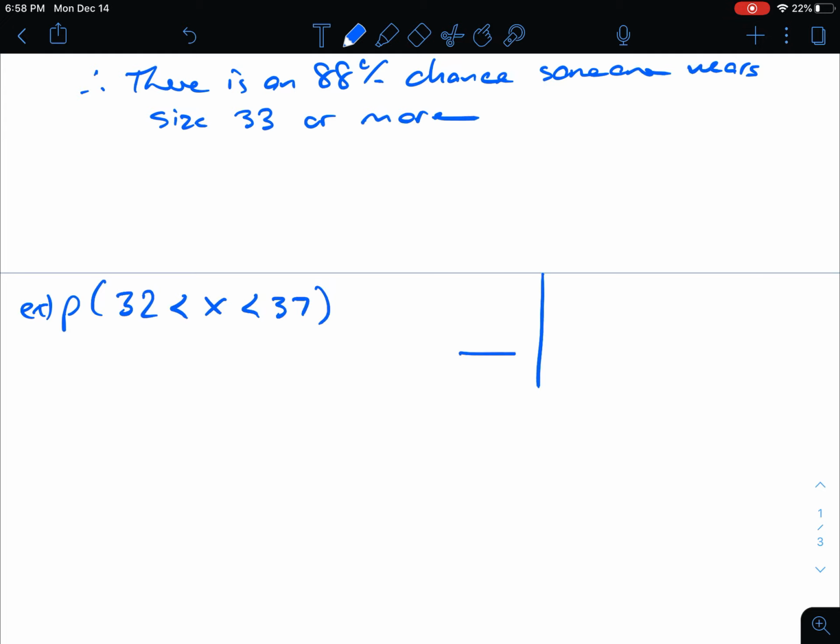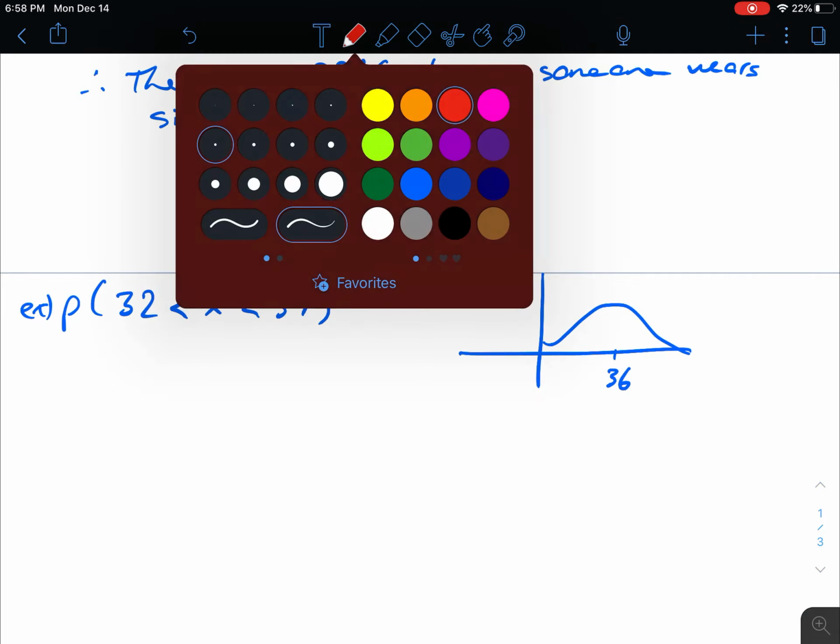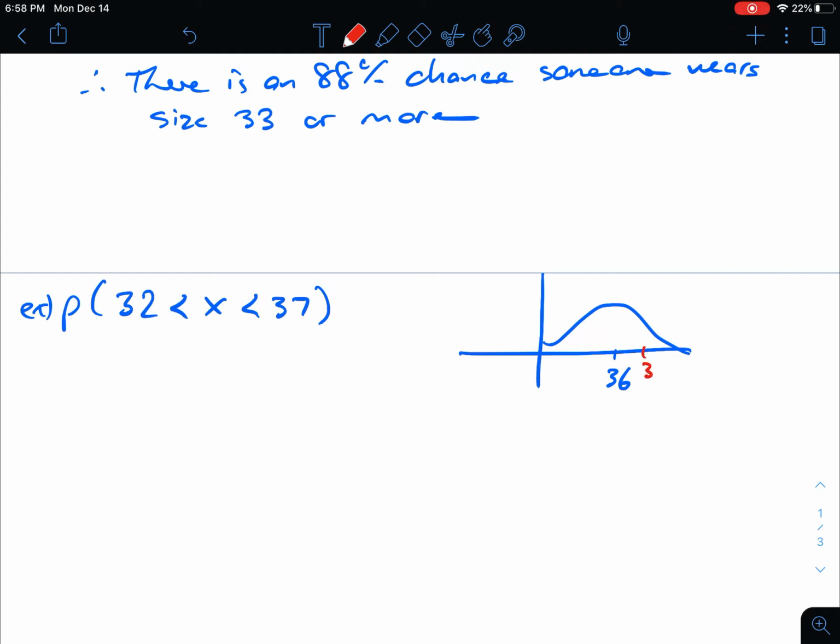So in my graph, here's 36. It's going to look kind of like this, right? So here's 37. We're going to kind of exaggerate it a bit, but there's 37, there's 33 or 32. And what I'm looking for is the area right there. Okay. Now, how are we going to actually calculate this?